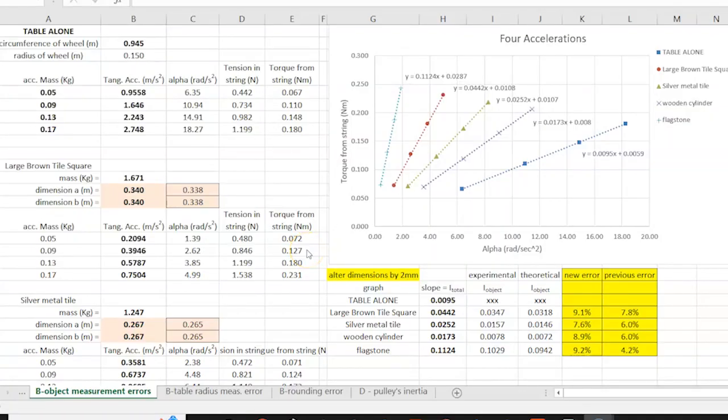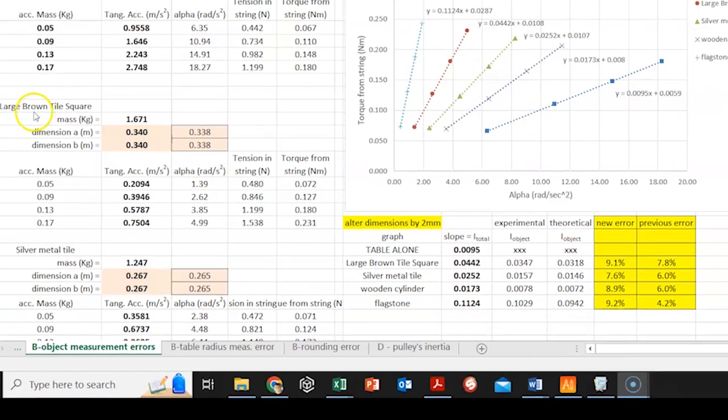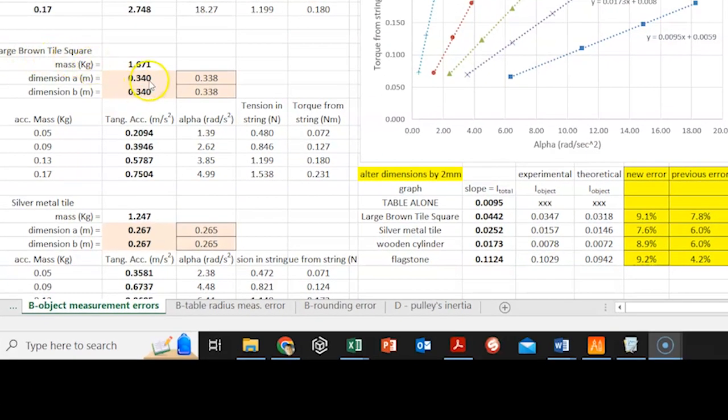When we measured the dimensions of our objects that we placed on top of the turntable, those numbers were only used in our theoretical calculations. So if we make mistakes in those measurements, they will only show up here, not anywhere in our graph. So what I've done here for the large brown tile square, it measured 34 by 34 centimeters. I changed that to 33.8. And the silver metal tile, 26.7, I changed to 26.5. So I shortened the sides by 2 millimeters. And you can see what happened.